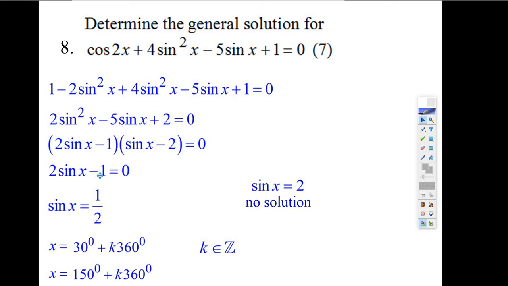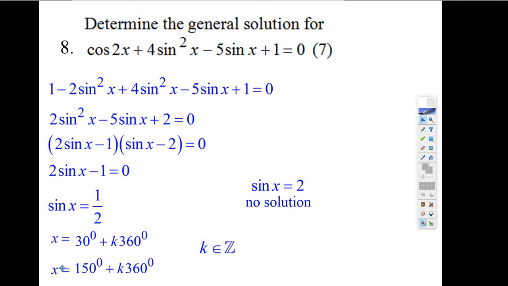Well, 2 sine x minus 1 equals 0. Add 1, divide by 2. Shift sine of a half, you get 30 degrees. That's one of them. The other solution is 180 minus 30. That's 150 degrees. So there's your general solution, and k is an element of the integers. Right? Again, if you go sine of x equals 2, sine of x minus 2 equals 0, add 2. Your calculator says error because there's just no solution. Sine's between 1 and minus 1. So this has just got no solution.